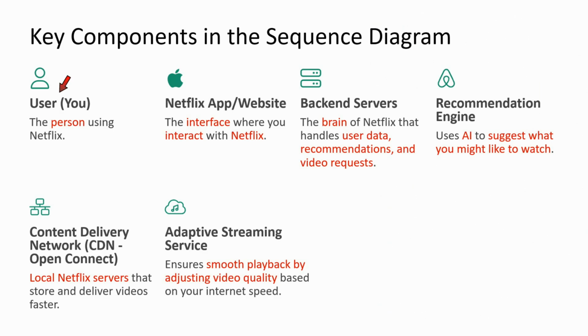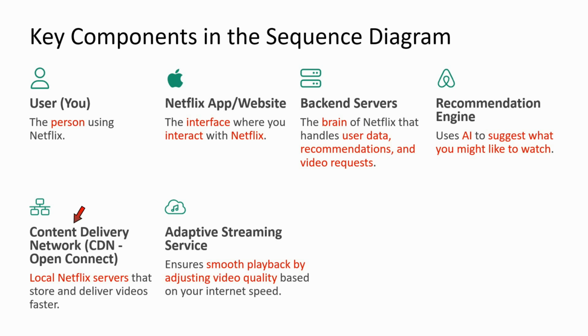First one is user, the person using Netflix. Next one is Netflix app or website, the interface where you interact with Netflix. Next one is backend servers. This is the brain of Netflix that handles user data, recommendations, and video requests. Next one is recommendation engine, which uses artificial intelligence to suggest what you might like to watch.